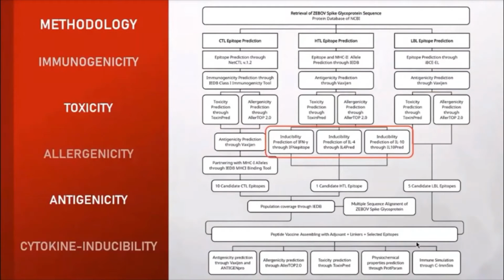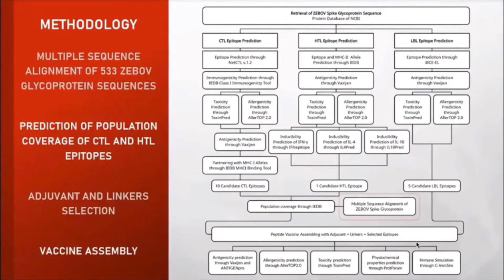So epitopes that pass the parameters are then partnered with MHC1 and 2 alleles. Here, multiple sequence alignment will be done to account for mutations. Population coverage of the CTL and HTL epitopes is done to determine the global coverage of the vaccine construct. And finally, assembling the vaccine would include selecting an appropriate adjuvant and specific linkers to string the constituents together.